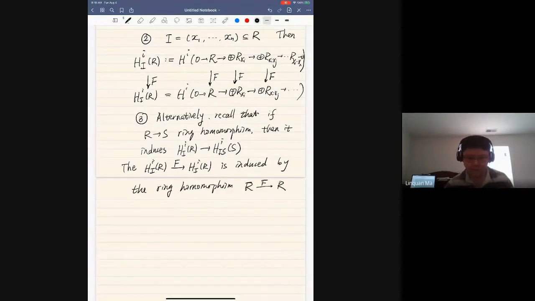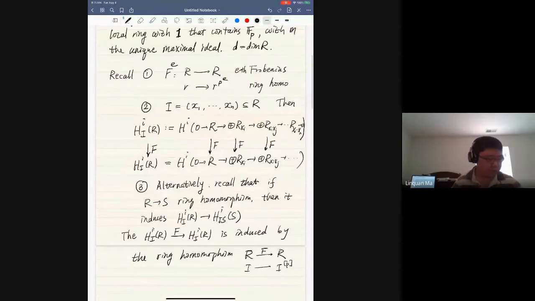As I said, this is a ring homomorphism, so it induces a map on local cohomology. If you expand the ideal on the right-hand side, it gives I to the bracket p, but local cohomology only depends on the radical, so you can identify the right-hand side as H^i_I(R). There are a bunch of ways you can understand the Frobenius action on local cohomology. I just want to emphasize this because it plays a crucial role in the talk.